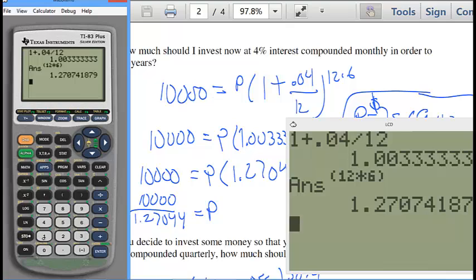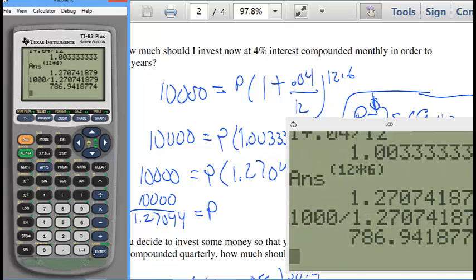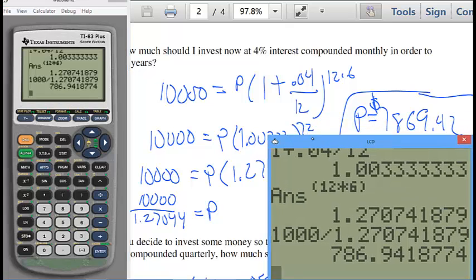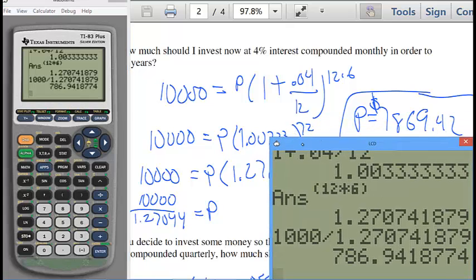So if I just take 1,000 divided by, and your calculator actually remembers the previous answer, so you might be able to arrow up and hit enter. If you can do that, it'll copy and paste the number down, so it'll keep your decimal accuracy. So we might be a little bit more accurate on this than we were in class. Let's see, 7. Uh-oh.